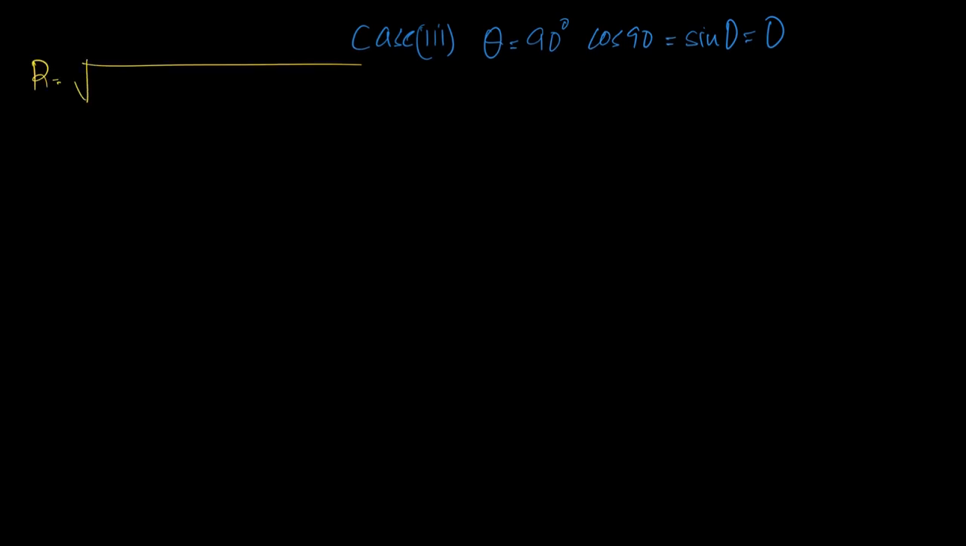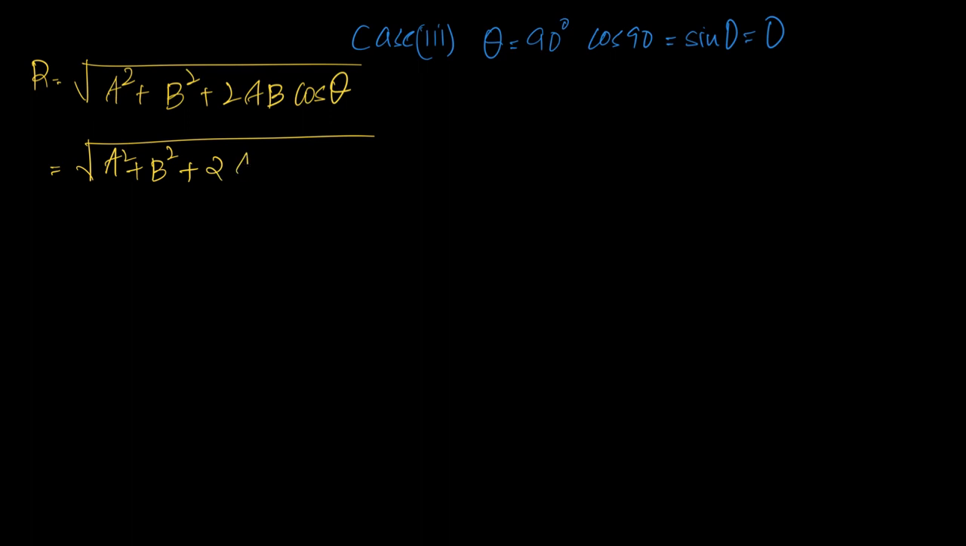Now let us discuss the same for the third case, case number 3. And this time theta is equal to 90 degrees. So what would be cos 90? Cos 90 will be equal to sine 0, which is equal to 0. And what is R? R again is equal to root of a square plus b square plus 2ab times cos theta.